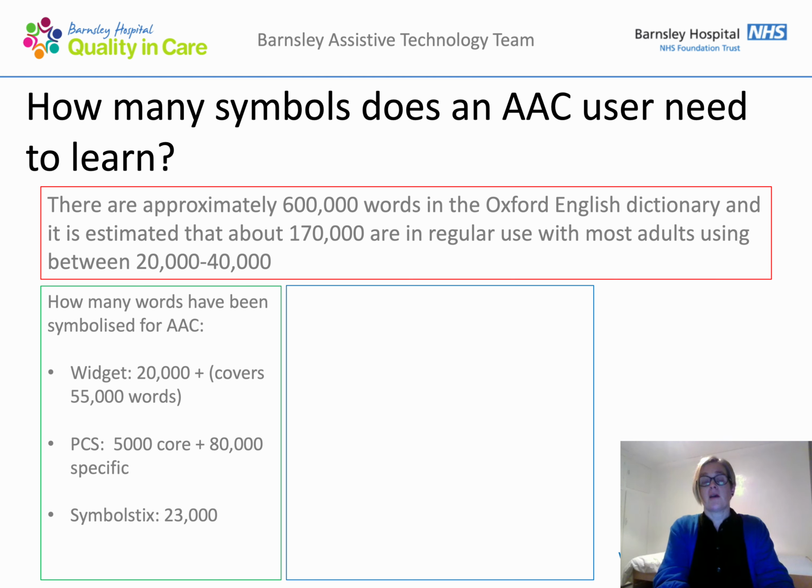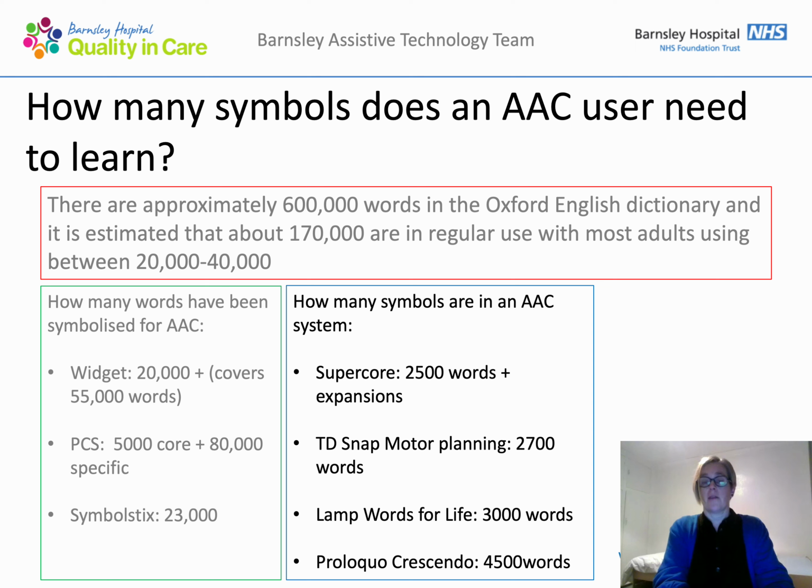So you can see there about how many words have been symbolised for AAC. So Widget, PCS and SymbolStix all have a huge number of symbols which we can then select from to create a personalised system for somebody. And then here you can see how many symbols are in some of these commonly used AAC systems. So I've just got a few of the vocabularies there and how many symbols are in those. They're averaging between sort of 2,000 and 3,000, but then with huge menus of symbols, so we can add more to personalise them.